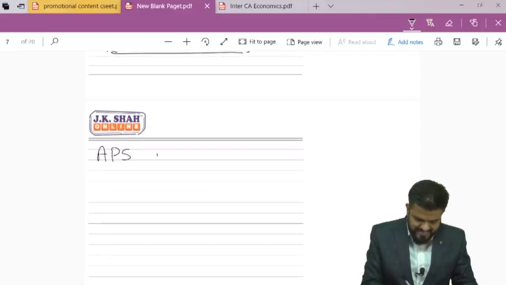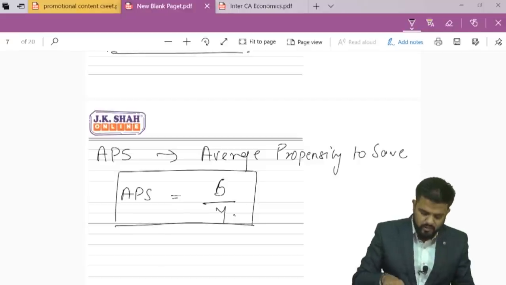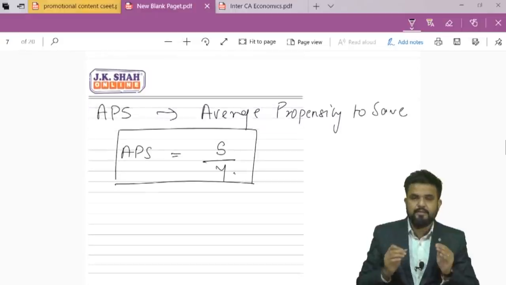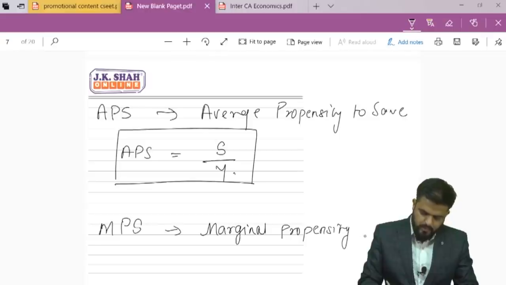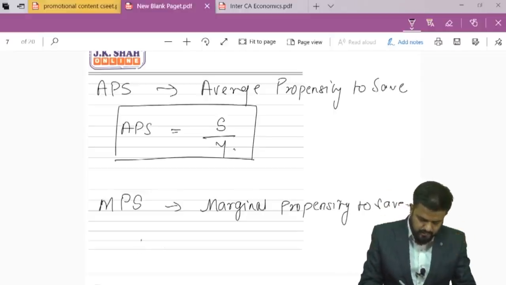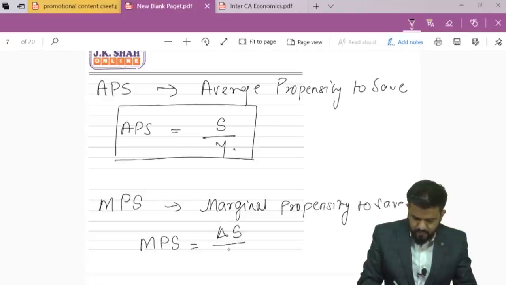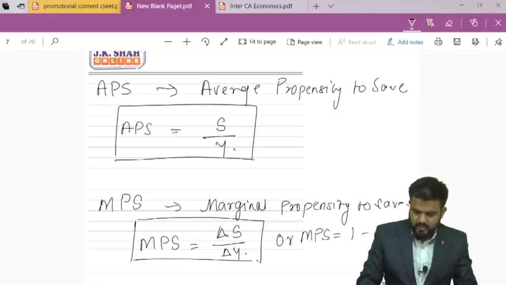Next comes APS. That is average propensity to save. So APS is nothing but S upon Y. Just remove consumption, put the word savings, savings upon income. Similarly, you have MPS, marginal propensity to save. This is nothing but additional savings because of increase in income, additional income. So MPS is equal to delta S upon delta Y. Or MPS is also written as 1 minus MPC.